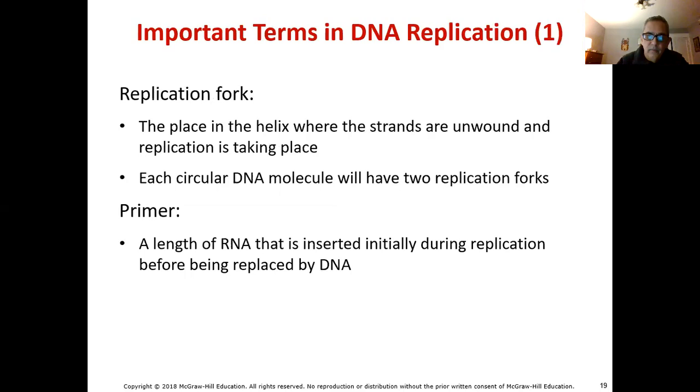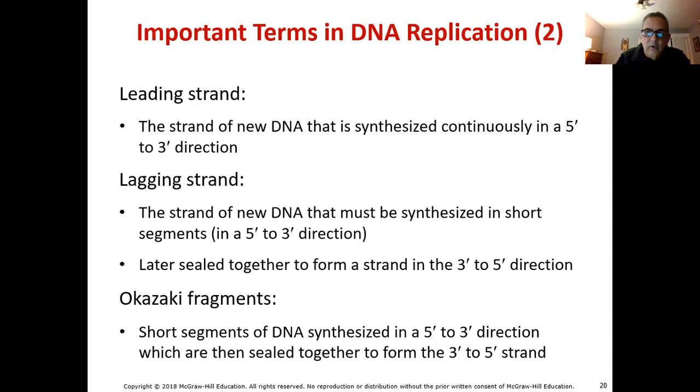Where the molecule opens up to start replication is called a replication fork. Each circular DNA in bacteria has two replication forks. There's some RNA that's used as a primer to start the process and is then removed. The leading strand is always synthesized continuously in a 5' to 3' direction. The lagging strand has to wait till the molecule opens up each time because it is also synthesized in a 5' to 3' direction, but it creates these fragments called Okazaki fragments, discovered by a Japanese researcher. Those have to be joined together.